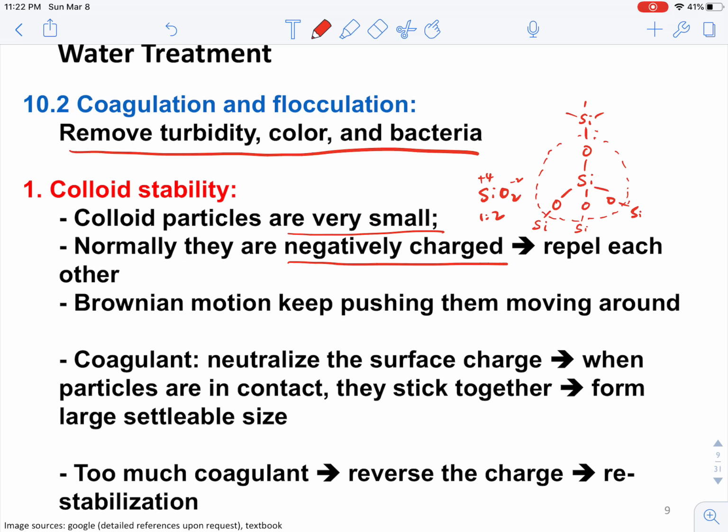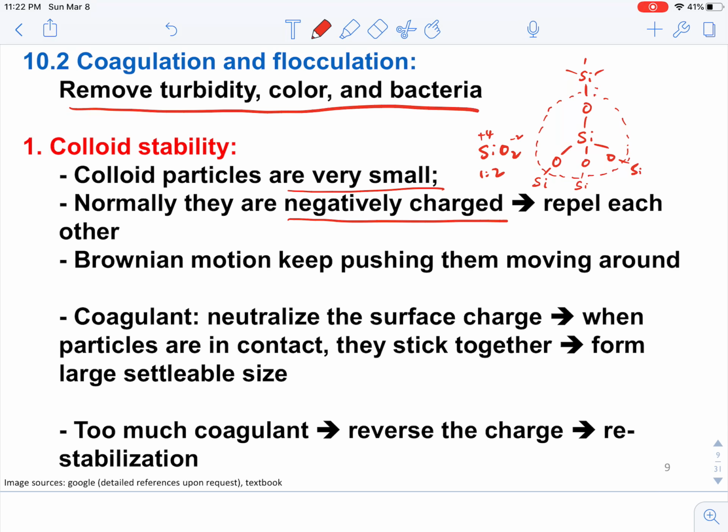Because all of these very small colloids carry negative charge, they repel each other. If they carried different charges, they could easily collide with each other and form larger particles. But because of these same charges, they repel and coexist in the water. At the same time, the Brownian motion of these very small particles keeps pushing them, so it's not easy for them to collide with each other.